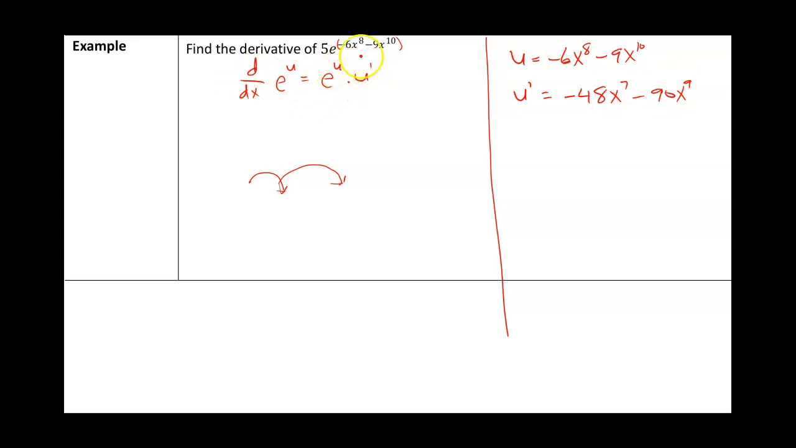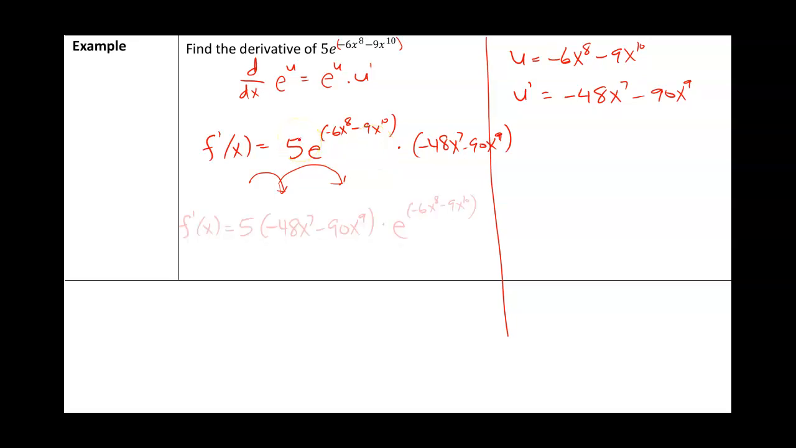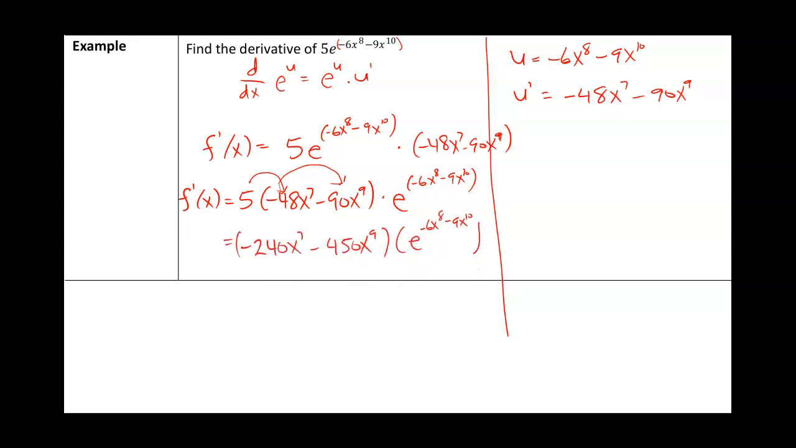Now we know what u is, we know what u prime is, we just plug those in. Okay, e to the u, that's e to the negative 6x to the 8th minus 9x to the 10th. And then u prime is negative 48x to the 7th minus 90x to the 9th. And then finally, we have to move this parentheses to the front so we can distribute the 5. We multiply the 5 to the parentheses, and that gives you negative 240x to the 7th minus 450x to the 9th times your e to the u, which is e to the negative 6x to the 8th minus 9x to the 10th.